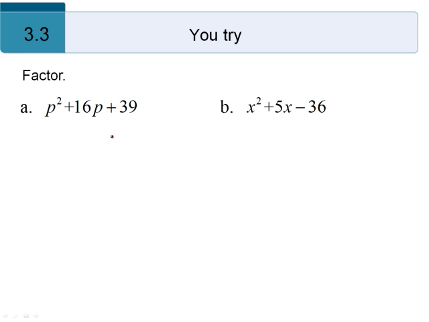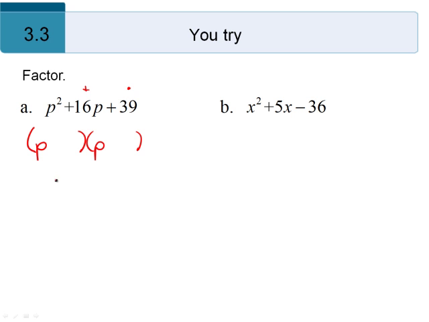On letter A, the first thing you have to look for is the greatest common factor, which there isn't one. So you're going to set up FOIL and your parentheses. The nice thing about these problems is that the coefficient on the first term is just a 1, so you can automatically split that p squared into p and p. Now we have to find the factors of the last number, 39, that multiply to it but add up to the middle term.